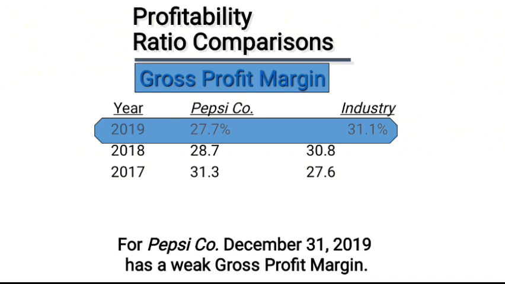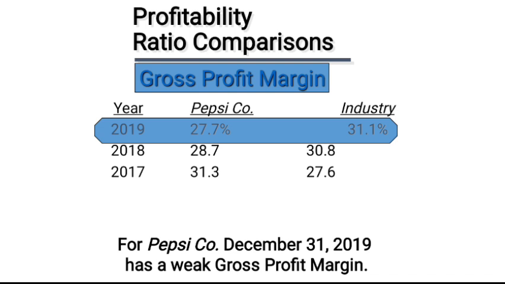What this shows: a comparison of gross profit margin of Pepsi from 2017 to 2019, and then with the industry. Pepsi had a 31.3% gross profit margin in 2017. In 2018 it reduced to 28.7%, and in 2019 it reduced to 27.7%. The industry was 27.6% in 2017, improved to 30.8% in 2018, and in 2019 it was 31.1%.